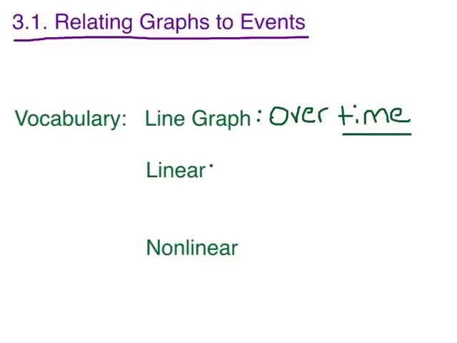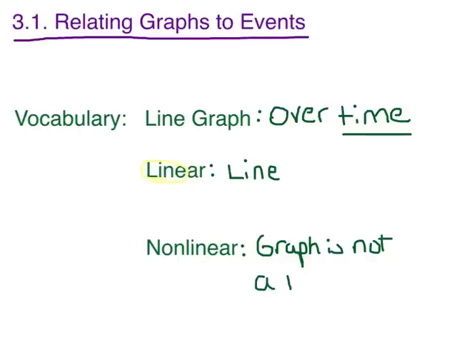The word linear, if you look at the word linear, you will see that it has the word line in it. And that means that when you graph a linear equation, you are graphing a line. So it's a graph of a line. And nonlinear means when you graph it, it's not a line. So the graph is not a line. And you want to make sure that you get that into your notes.